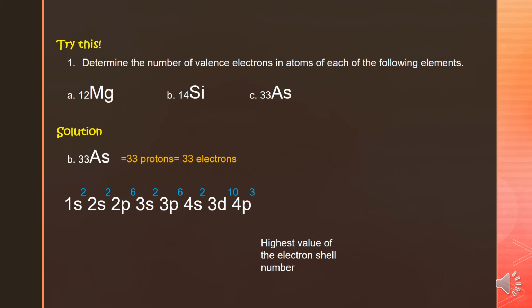The 3d subshell is in shell 3, so the electrons here are not counted as valence electrons. In this case, we only have 2 and 3 for shell 4, so we have 5 as the valence electrons. The valence electrons for arsenic would be equal to 5.